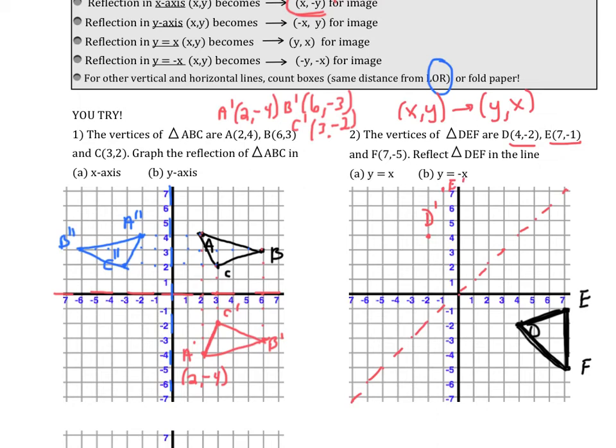And then the point F is at 7, negative 5. So F prime would be at negative 5, positive 7. Okay, take a second to connect the dots.